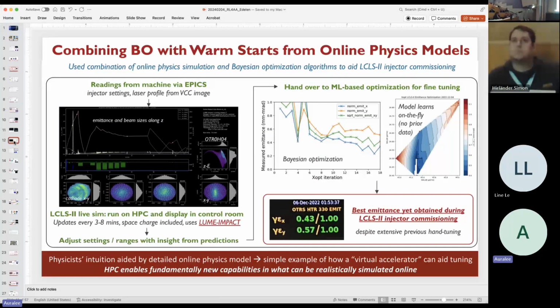beginning. We also, as I mentioned, have put a lot of work into our online modeling infrastructure. So we've started to do things like combine visualization with warm starts from online physics models. This is an example from the LCLS2 injector conditioning, where we have a particle tracking code, Impact, which has all of the nonlinear collective effects that are relevant for modeling injector systems included. And we were able to run that reading live from the accelerator, sending it to our local HPC system, and then displaying the information back in the control room.